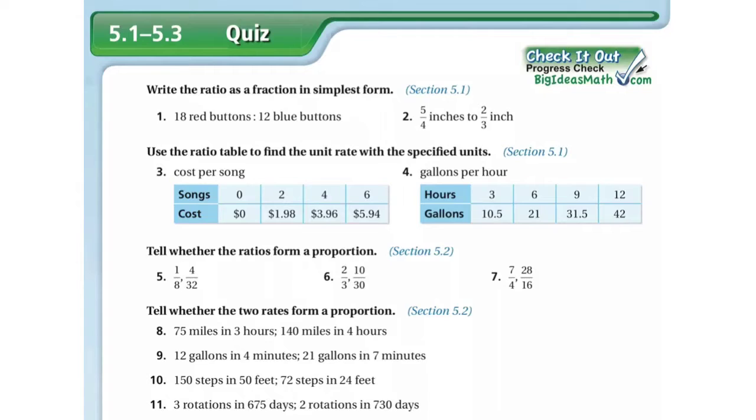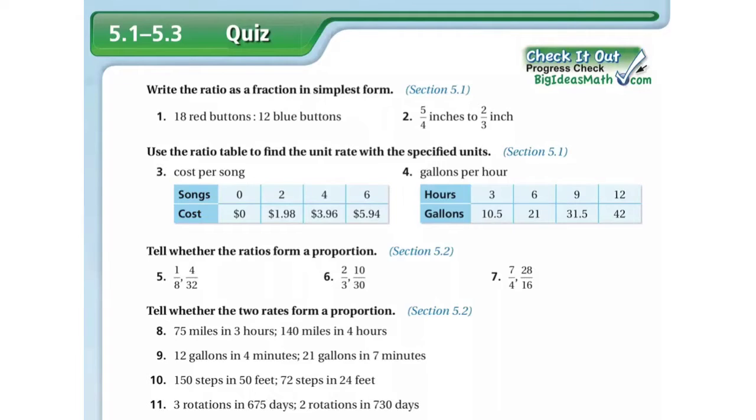5/4 over 2/3 is definitely not in simplest form. But if you look at it as a division problem, 5/4 divided by 2/3, and you actually do that division problem, keep, change, flip, you'll get the right answer.